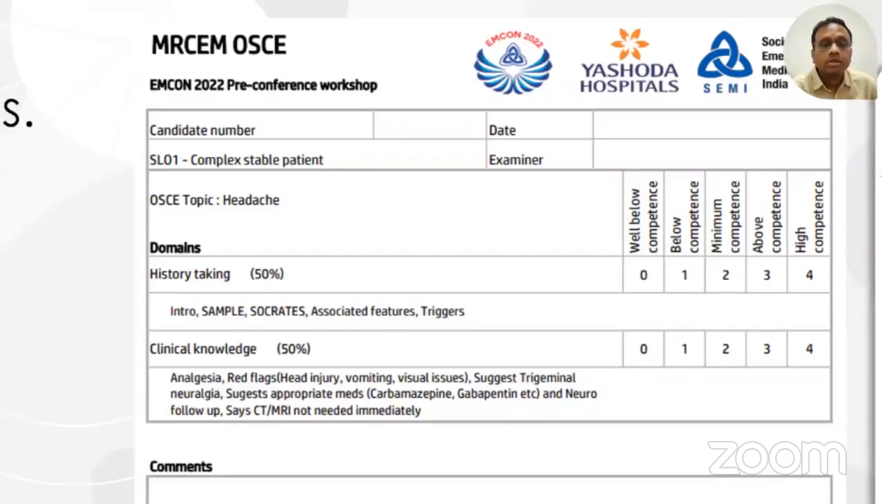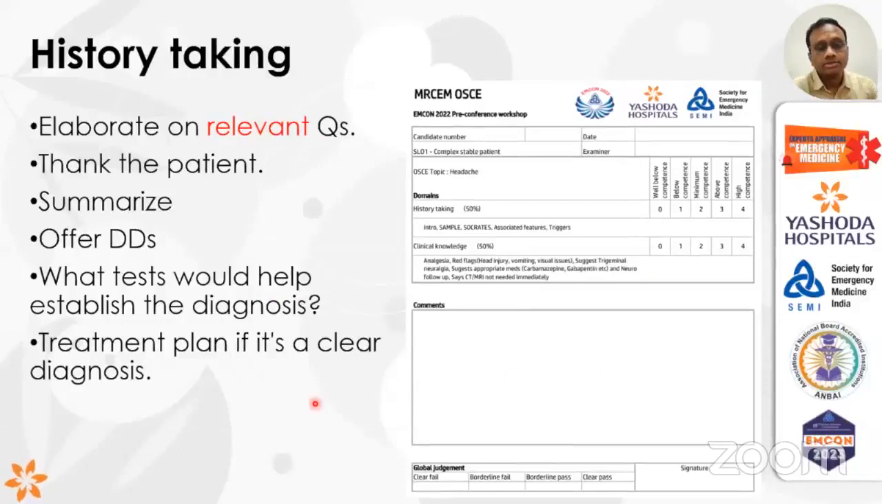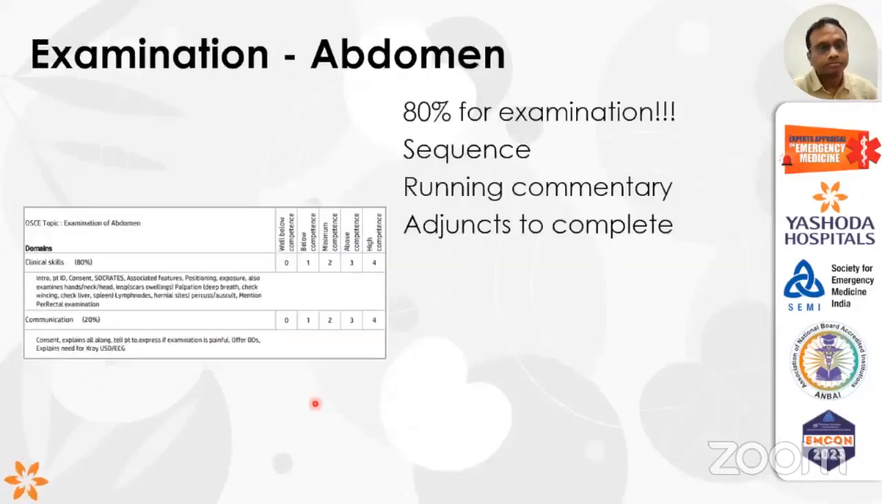So coming to resuscitation stations. As I told you before, out of 2 resuscitations, you must clear one of them. Otherwise, your overall result will be failure. So in the resus, you're supposed to go in ALS or ACLS, PALS or ATLS. In the same manner, you're supposed to go. So your dosing of drugs should be correct.